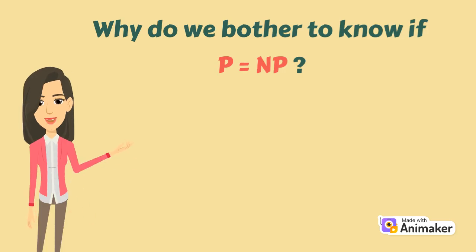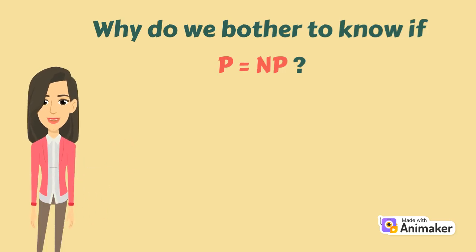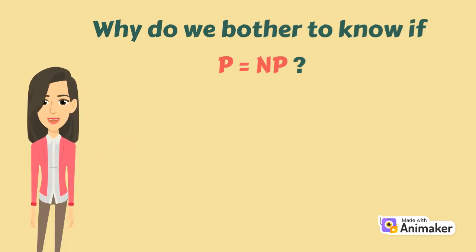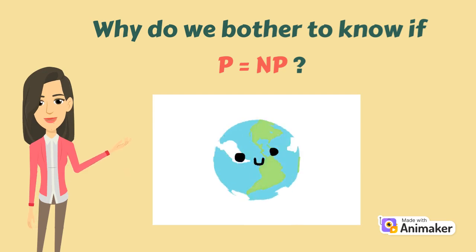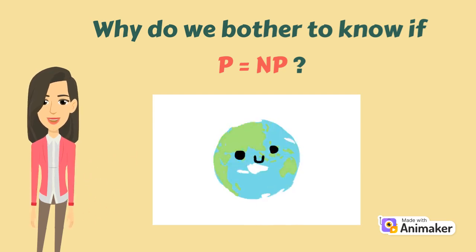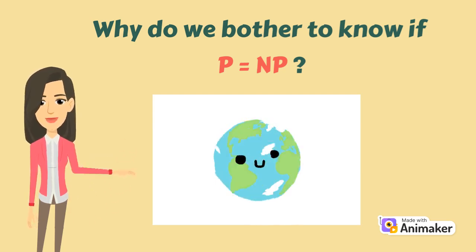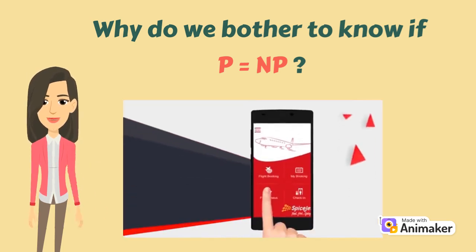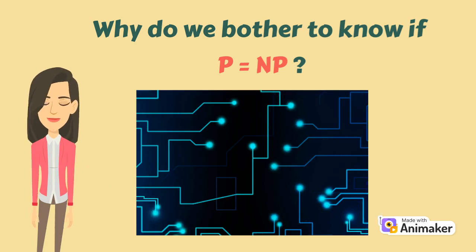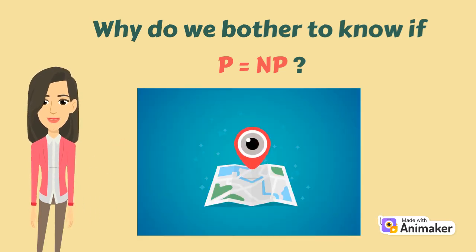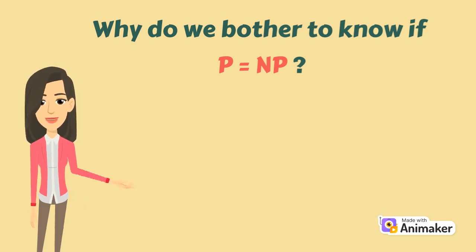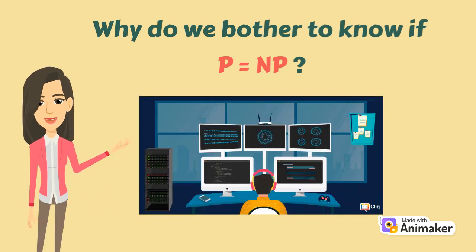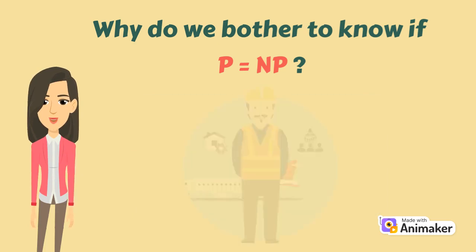Why do we bother to know if P is equal to NP? It is because if P does equal NP, the world will change significantly. We would be able to solve problems like vehicle routing, plane ticket booking, circuit and database design, and have efficient facility locations. There would be a rapid development in the field of science and technology, engineering, health, and many more.